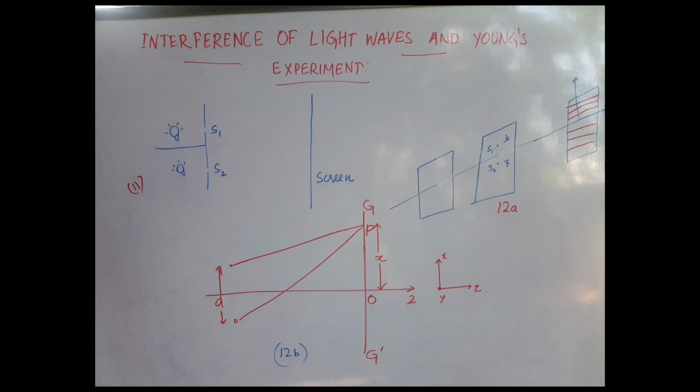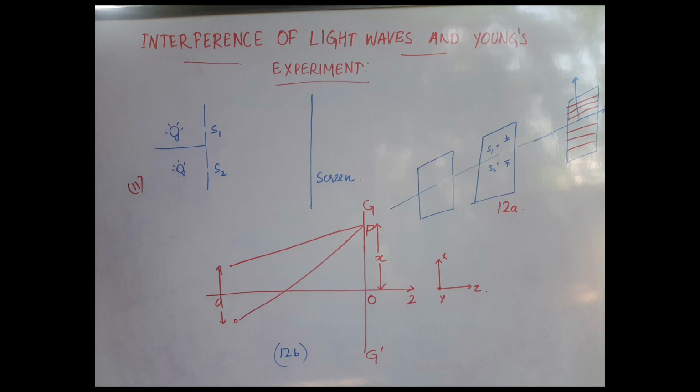So we assume that in figure 12a we take a light source, and after a small distance from this light source, we keep another opaque screen and make two pinholes S1 and S2, so that they act as coherent sources, or sources with a phase that does not change with time. So this will give you an interference pattern on the screen. That is what you can see in Young's double slit experiment.